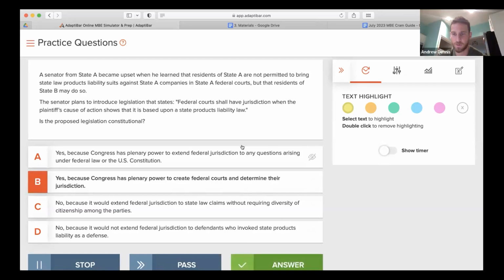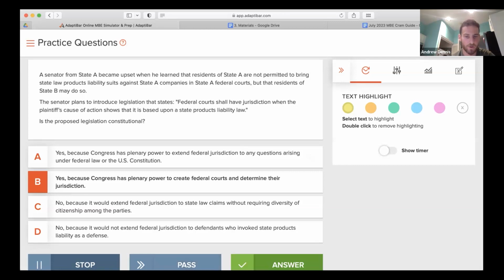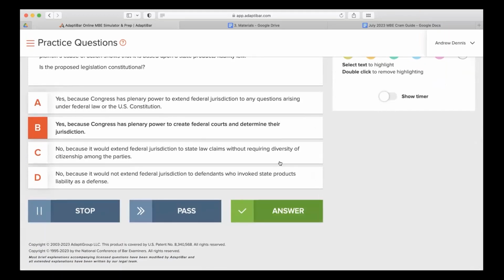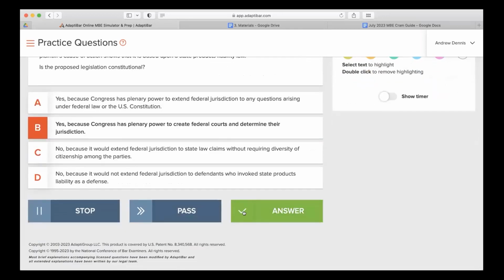Do you feel strongly about this? Anyone agree with Matt? I probably would have got this wrong. Isn't it a legislator from a state? Oh no, a senator from state A. So he's from Congress. Okay, oops. To create federal courts and determine the jurisdiction, right? The appellate courts, they just can't interfere with the original jurisdiction. This is a federal senator and not a state senator, because if it's a state senator, then it would not be constitutional. That's what I thought, Grace, too, about the senator. I thought it was a state senator, so I didn't think that they had the power to create federal courts. But I do agree with Matt now that he walked us through the logic.